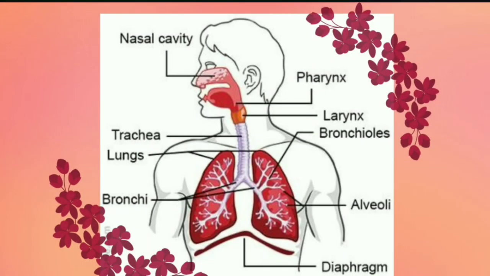Bronchioles end in tiny air sacs called alveoli, where the exchange of oxygen and carbon dioxide takes place. This exchange of oxygen and carbon dioxide is known as respiration.